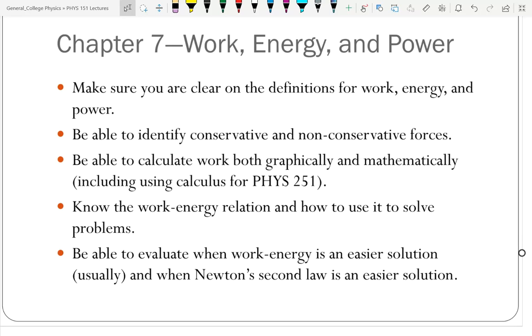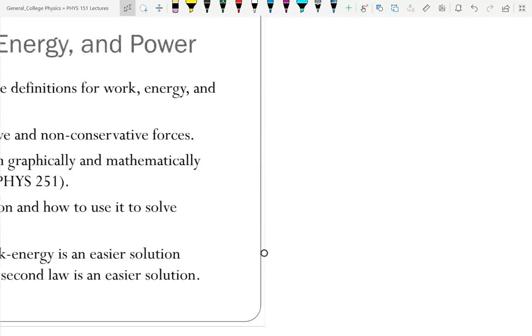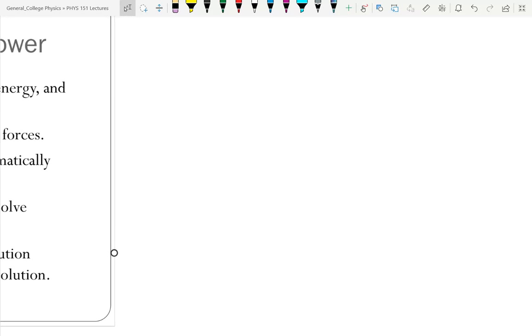So you should be able to calculate work two ways. One way graphically, one way with equation. So let's look at the graphical. If I have a spring, the spring is the standard one for a physics class. Well, let's do not a spring.